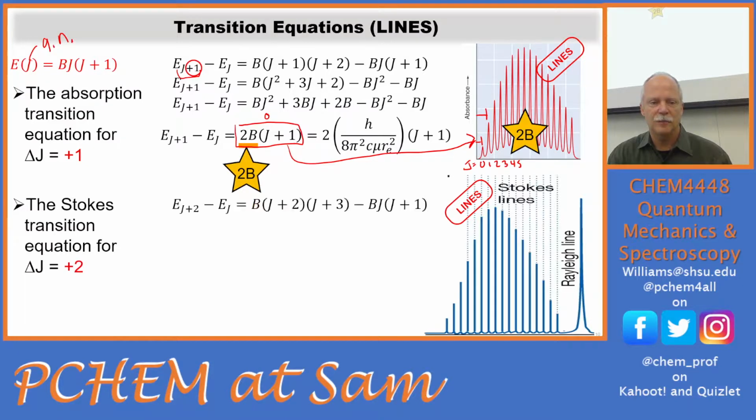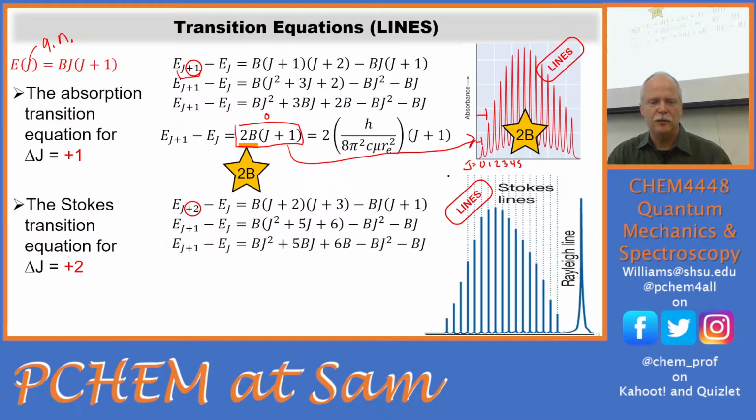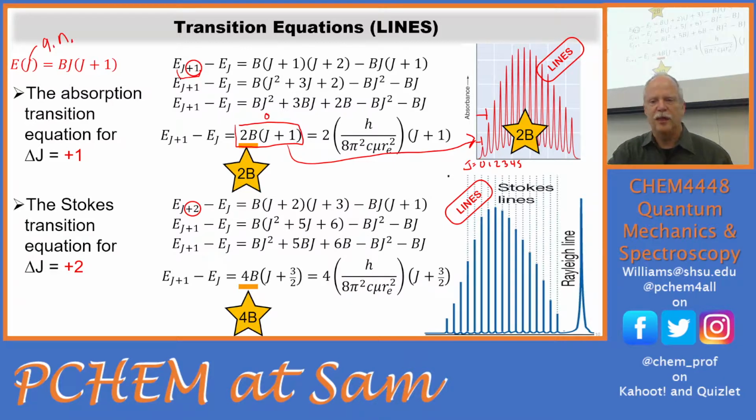If we do this for the Raman, here's the transition equation for the Raman. It's a 4B spacing. And so these transitions over here are spaced by 4 times the rotational constant. So the transition equation tells you what you have in your data. I try to emphasize that.